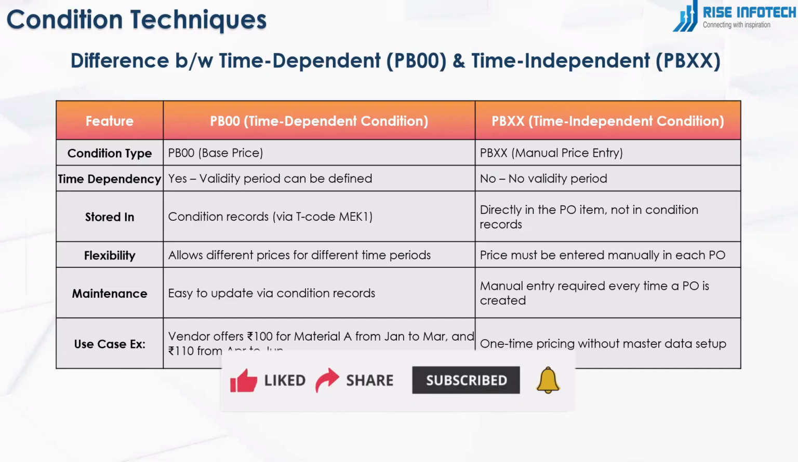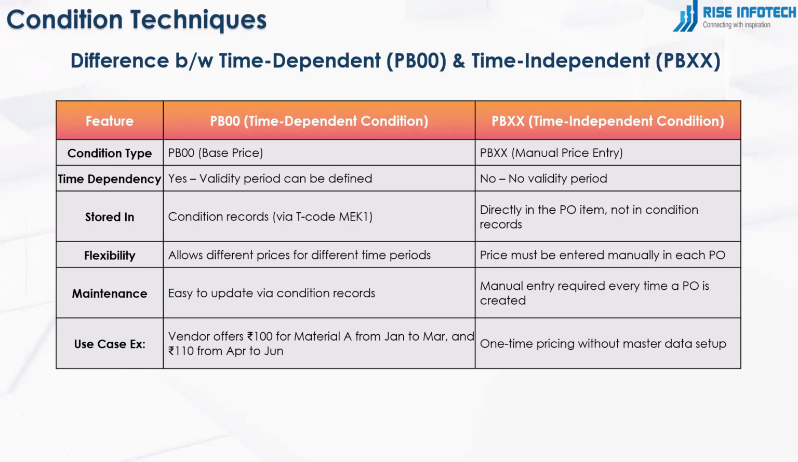In the time-dependent conditions, the time dependency is specific to a valid-from date to another date. We have a validity period, but in time-independent conditions, there is no validity period. The time-dependent conditions are stored in condition records via T code MEK1, and the time-independent conditions are directly stored in the PO, not in the condition records. So it is manually entered. We never enter the price in the pricing procedure or condition records.